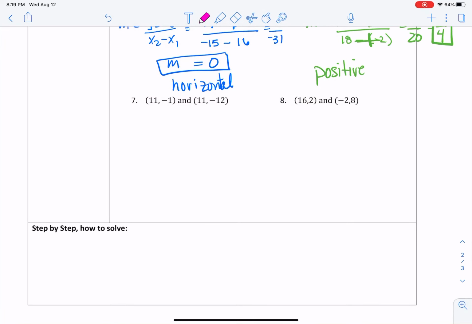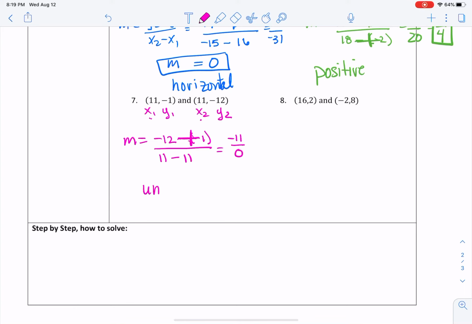Number 7, x1, y1, x2, y2. M equals negative 12 minus a negative 1 over 11 minus 11, because the x's are the same. This becomes a positive. That is negative 11 over 0, which is undefined or vertical slope.